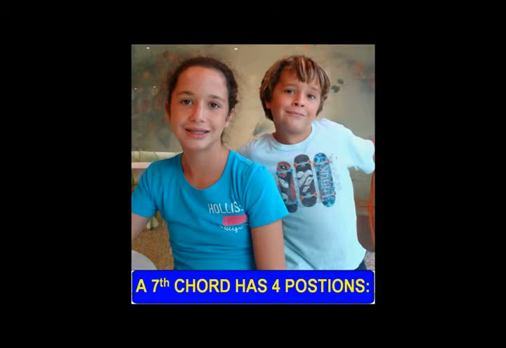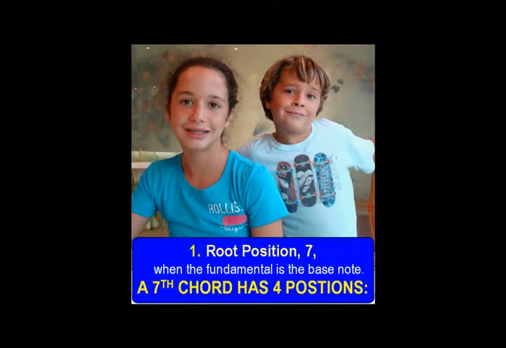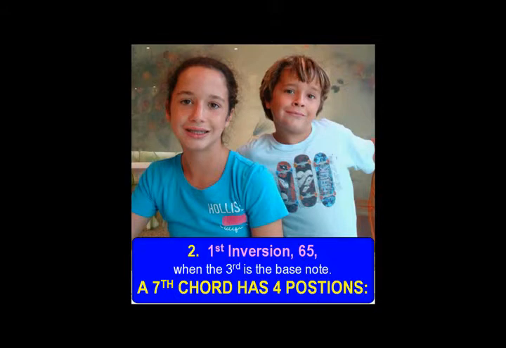A 7th chord has 4 positions. Root position 7, when the fundamental is the bass note. First inversion 6-5, when the 3rd is the bass note. Second inversion 4-3, when the 5th is the bass note. And third inversion, 2, when the 7th is the bass note.